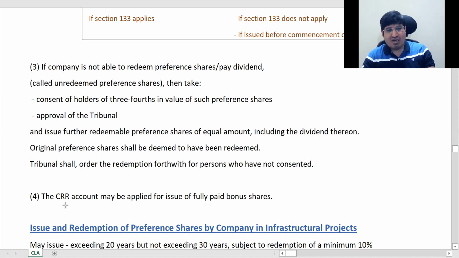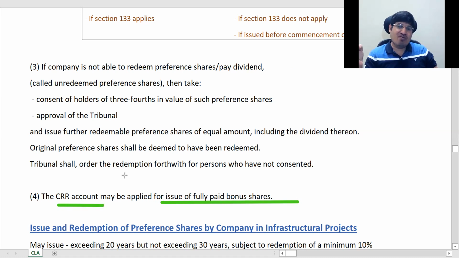Then, capital redemption reserve account may be applied for issue of fully paid bonus shares. This we know from when we did bonus shares also, right? You remember we used to debit what? All capital reserves in cash, whatever is in cash, securities premium, and also the CRR account we used to debit. So we know already that CRR account is used for issue of bonus shares.